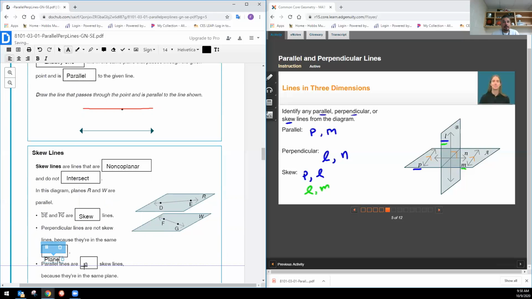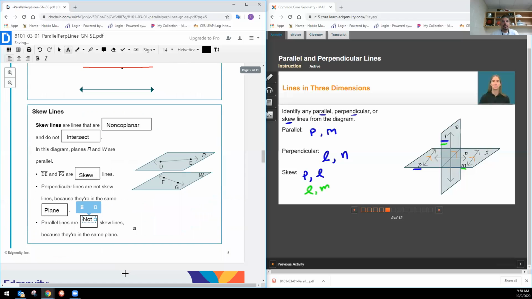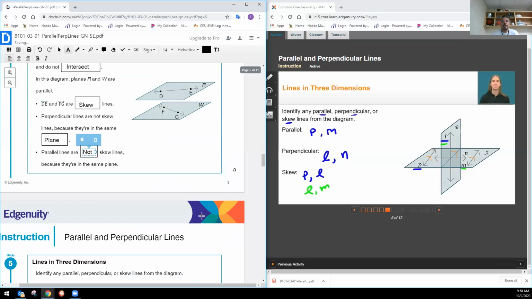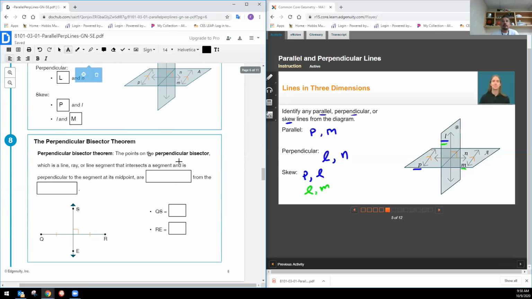Parallel lines, let me move that up. Parallel lines are not skew lines because they're in the same plane. Okay, so the planes are parallel, but the lines are not. Okay, we got those ones filled out, so now we're onto this part. Let's go ahead and get up next.